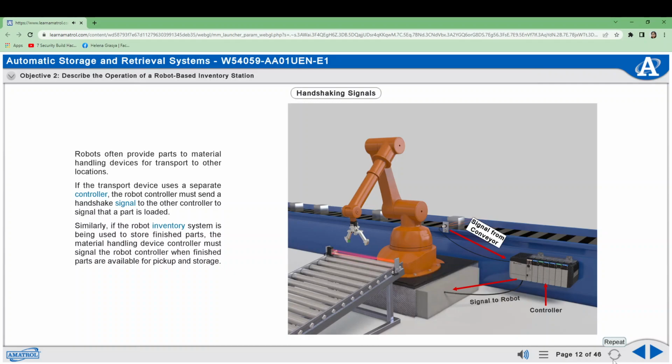Handshake communication between the robot and the controller can be performed using discrete I/O, serial, or Ethernet communications. In this example, discrete I/O is used to enable a PLC to communicate with a robot controller.